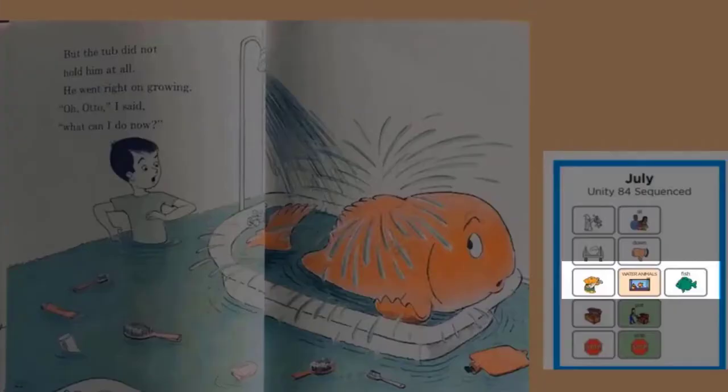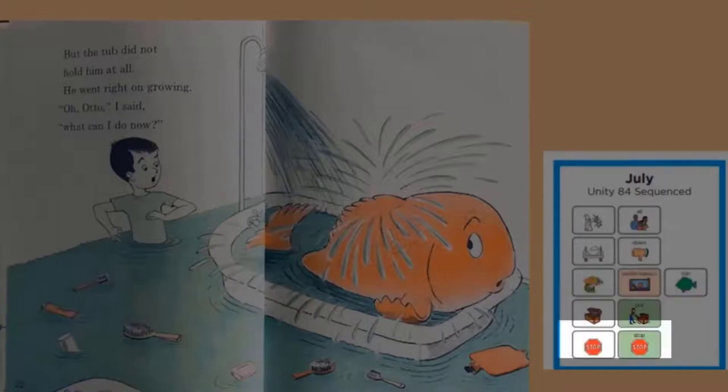Look how big his fish is now. He will not stop growing. Where do you think he's going to put his fish next?